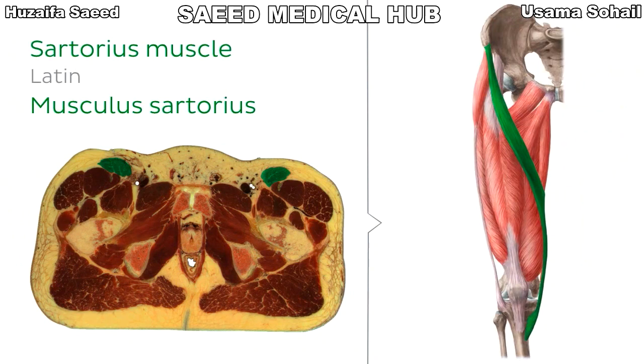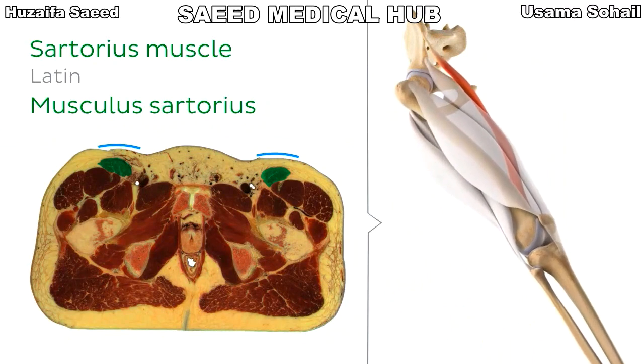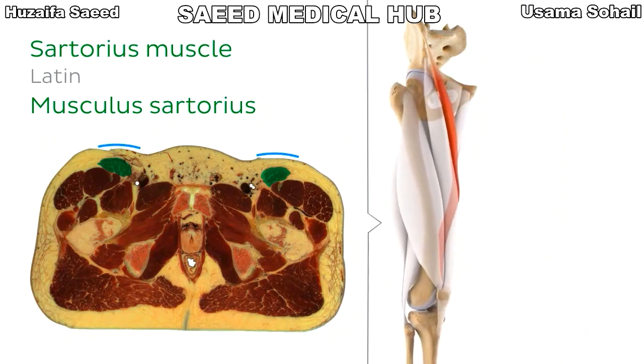We can see this characteristic S shape of the sartorius muscle in the image to the right, highlighted in green. And when comparing this muscle to the cross-section to the left, it is understandable that the sartorius muscle is the most anterior muscle, as we can see pointed out right here. The sartorius muscle aids in extending the knee and also acts as a hip flexor.